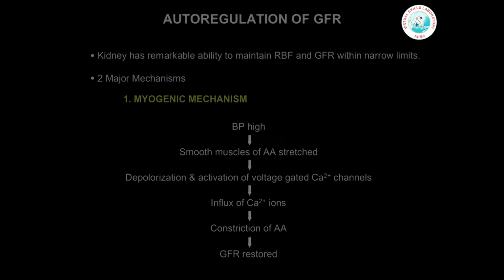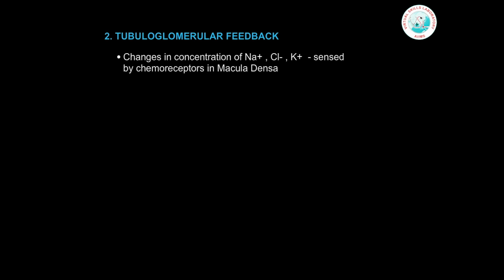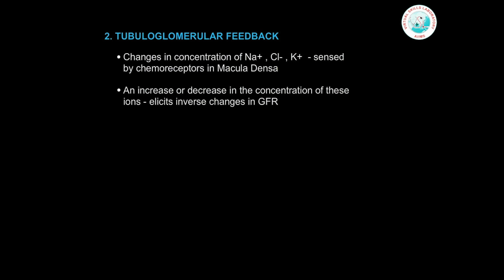Also, the juxtaglomerular apparatus significantly contributes to the fine-tuning of the GFR. The changes in the concentration of sodium, chloride and potassium are sensed by the chemoreceptors in the macula densa, and a series of events that follow is known as tubuloglomerular feedback. An increase or decrease in the concentration of these ions elicits inverse changes in GFR by altering the vascular tone predominantly of the afferent arteriole. Thus, it is a negative feedback mechanism.